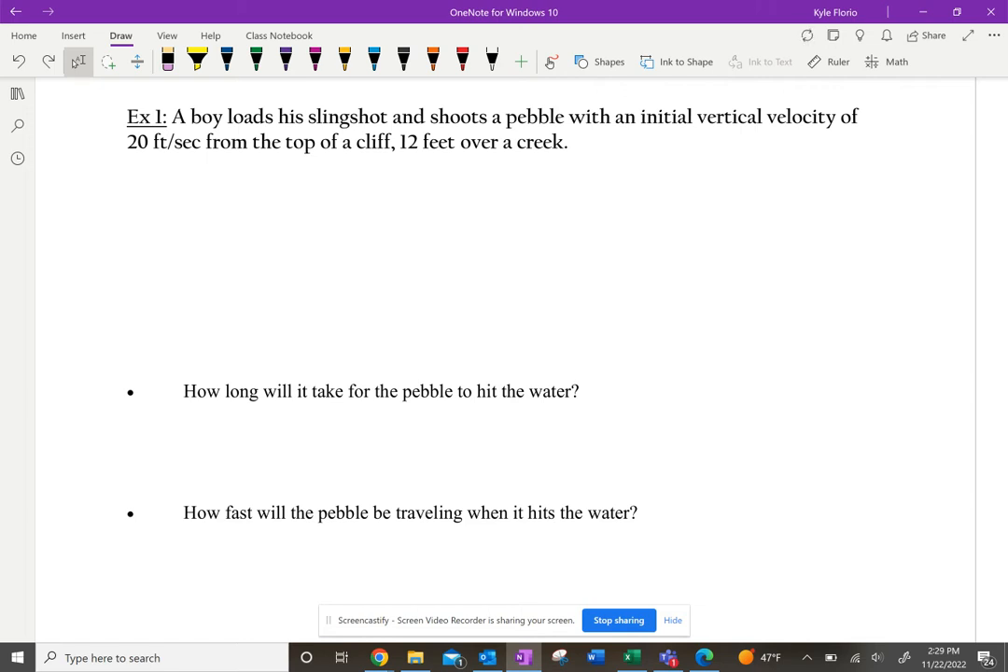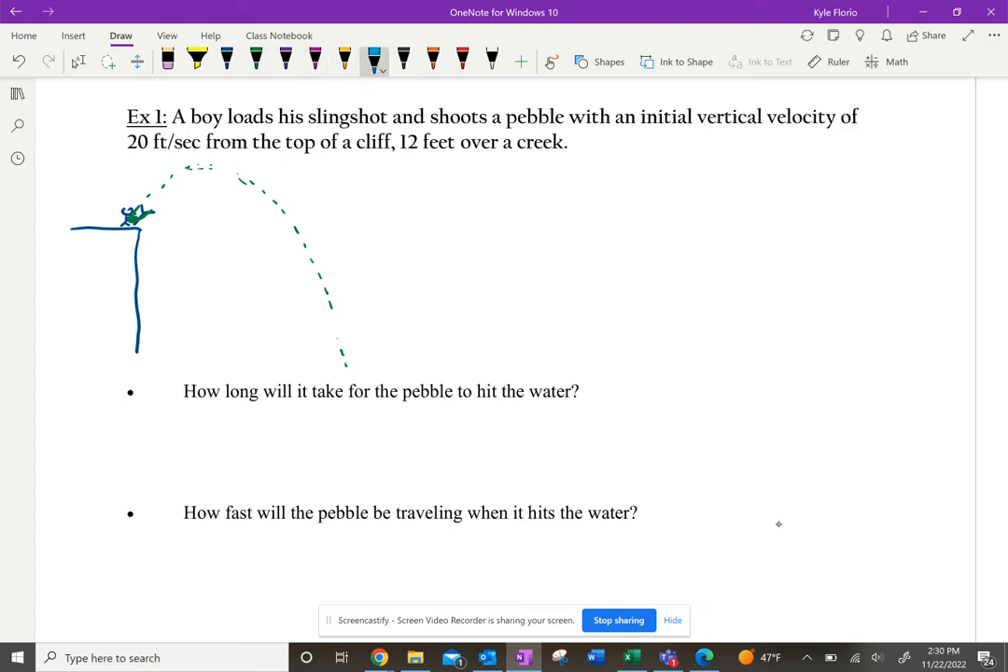Example 1. A boy loads a slingshot and shoots a pebble with an initial vertical velocity of 20 feet per second from the top of a cliff 12 feet over a creek. I think before we answer questions about it, how long will it take for the pebble to hit the water, etc., let's draw it. So we have a boy standing on a cliff, and he's got a slingshot. So here's a slingshot, pulls back the rock and shoots it, but he's shooting it up actually. So shoots the rock up, and it'll eventually come down and hit the ground. And it happens to be going over a creek, I guess.